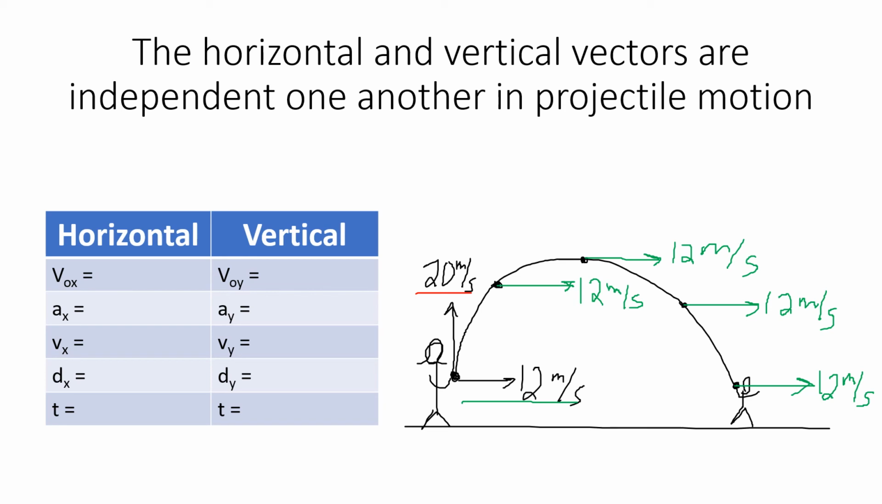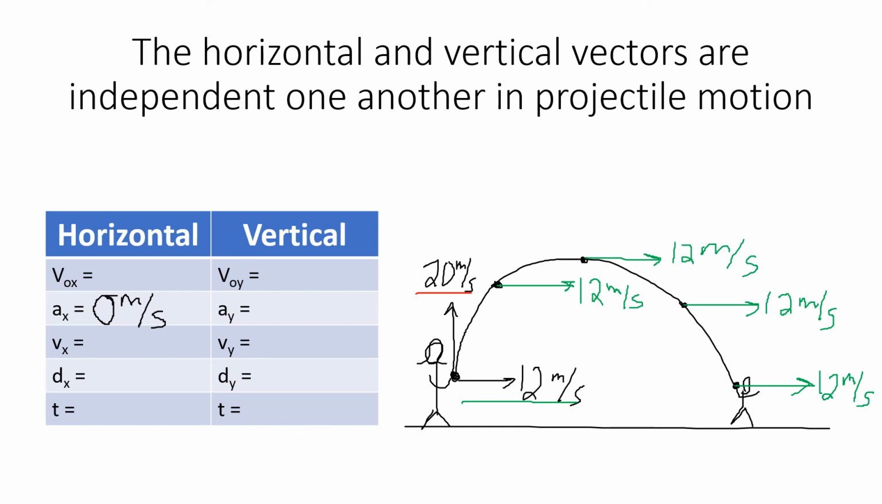If you remember, acceleration is defined as the change in velocity over time. So when we say there's no acceleration, what we mean is there's no change in velocity. If there's no change in velocity, the velocity stays the same.